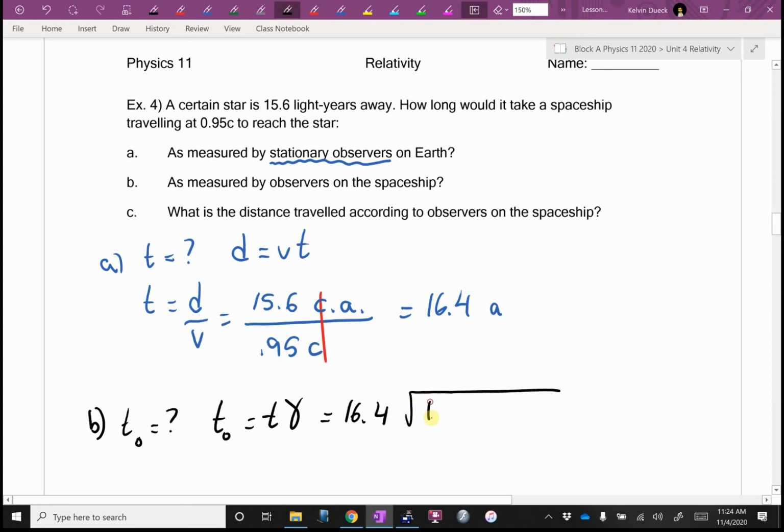Times the square root of 1 minus 0.95 c over c all squared.